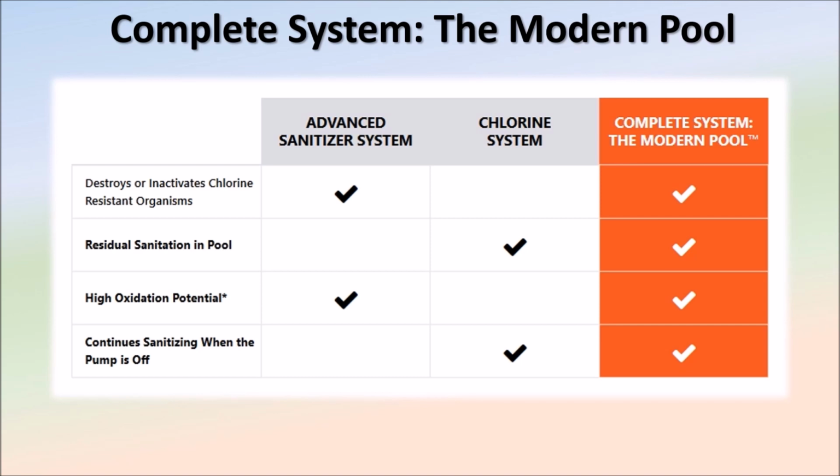Chlorine's role is to provide the residual margin of safety that AOP can't do on its own and will continue to sanitize the pool even when the pump isn't running. The combination of a chlorine residual with AOP does indeed complete the sanitation picture of the modern pool.